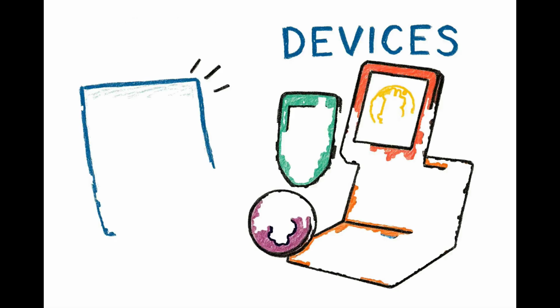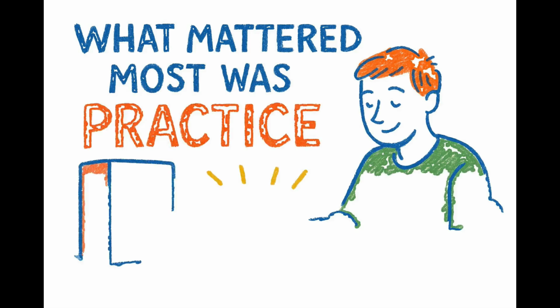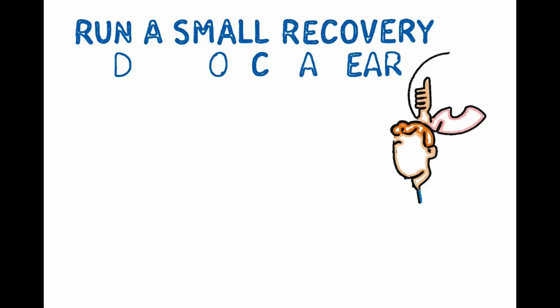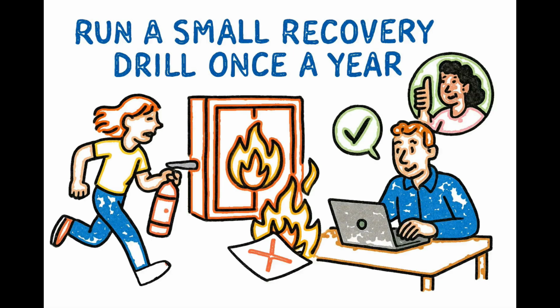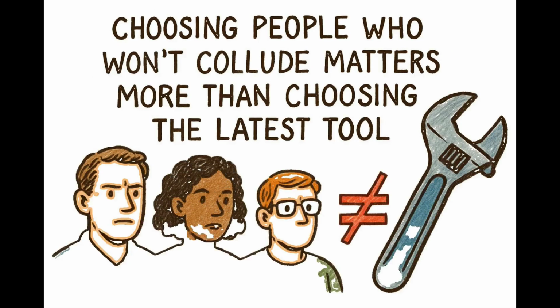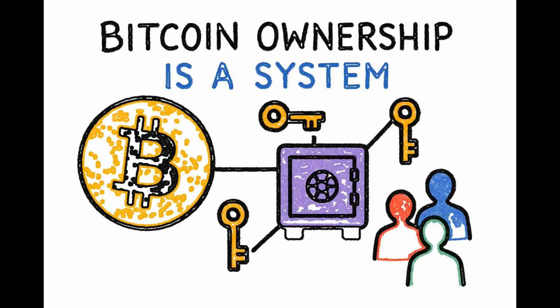Here's what I wish I knew when I started. Early on, I focused entirely on devices and ignored documentation. What mattered most wasn't hardware, it was practice. Running a small recovery drill once a year builds confidence. Writing clear instructions reduces fear. Choosing people who won't collude matters more than choosing the latest tool. Bitcoin ownership is a system, not a gadget.